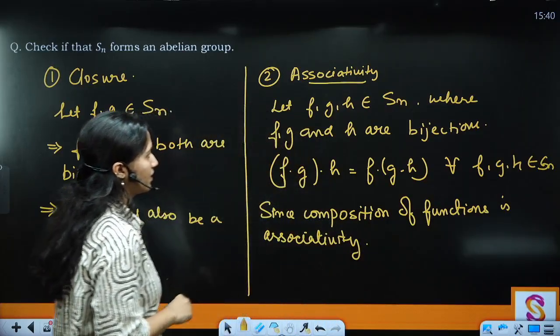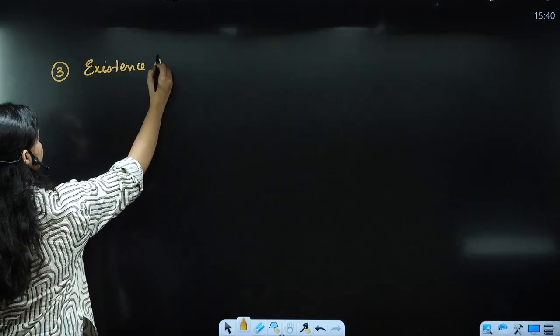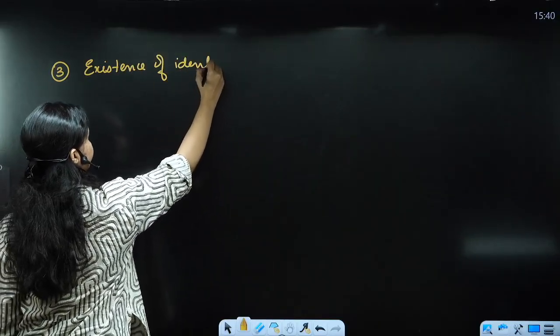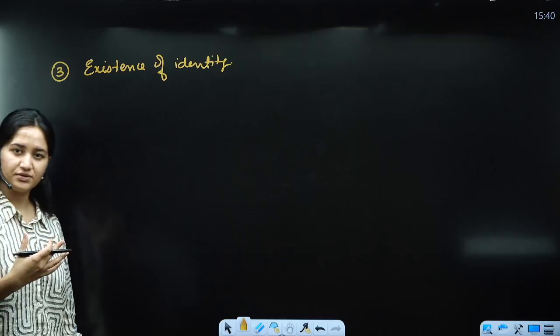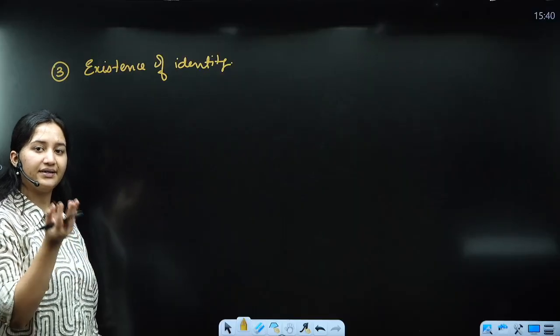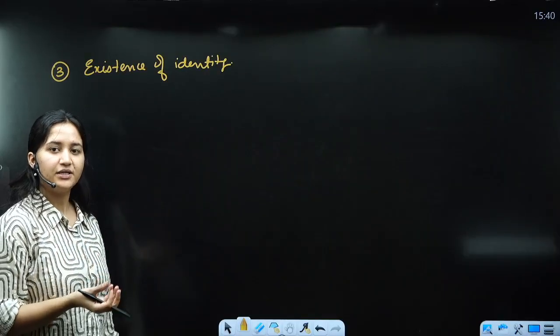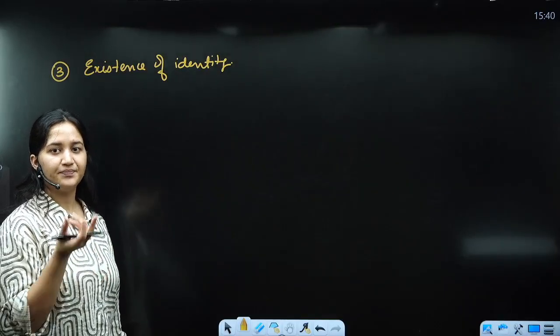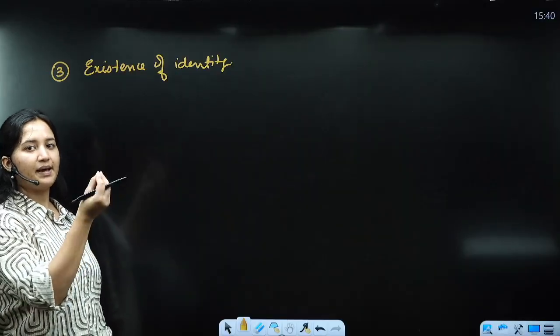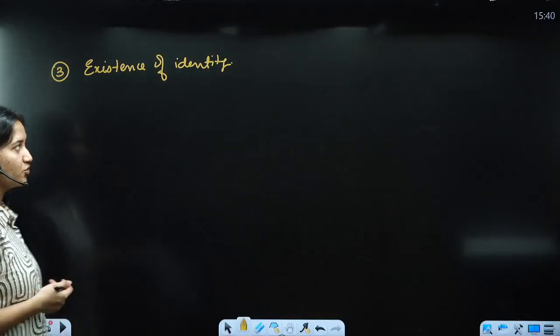Now, next up you have existence of identity element. Now, what is an identity element in a set of permutations? What will it be? In the group Sn you are rearranging the n natural numbers, the set of n natural numbers. So what is the most simple arrangement? That is doing nothing at all, right? That means 1 maps to 1, 2 maps to 2, 3 maps to 3. So that makes the identity element for the Sn group, right?